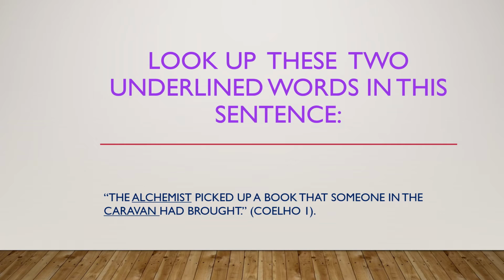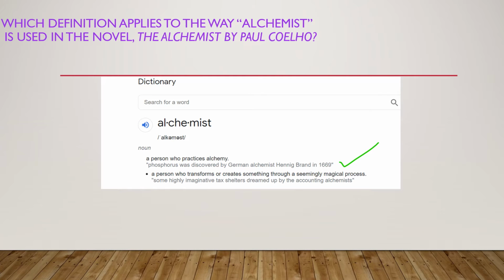Go to Google and look up the definitions of alchemist, then look up the definition of caravan. Notice that dictionary appears. Then you see the word alchemist. Google Dictionary gives two definitions of an alchemist. The first definition, a person who practices alchemy, has a green check beside it. However, the second definition might also apply to what an alchemist is: a person who transforms or creates something through a seemingly magical process.